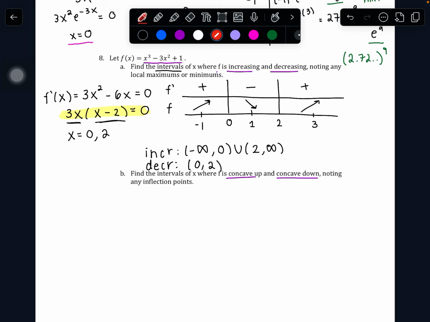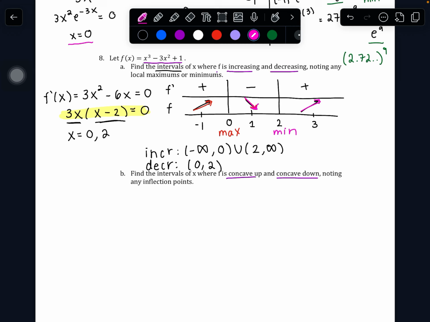And from our chart, we can see that 0 is a max because we increase up to it, and then we decrease, so that's a maximum. And then for 2, we have decrease and then an increase. We have a minimum here.